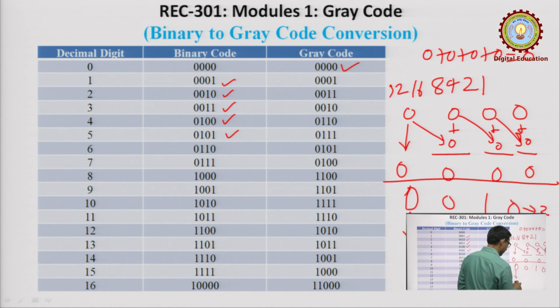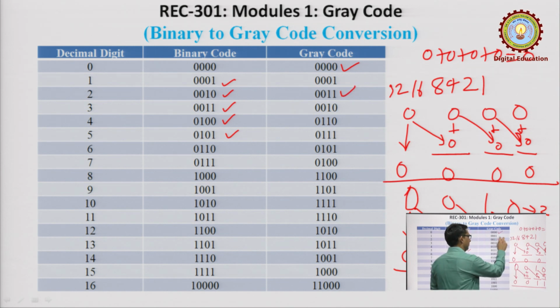So, the MSB will be copied as it is, then this will go here: 0 plus 0 is equal to 0. This will go here: 0 plus 1 is equal to 1, and this will go here: 1 plus 0 is equal to 1. So, it will be the gray code 0 0 1 1. In this way we can make this table for up to 16 or a higher number.